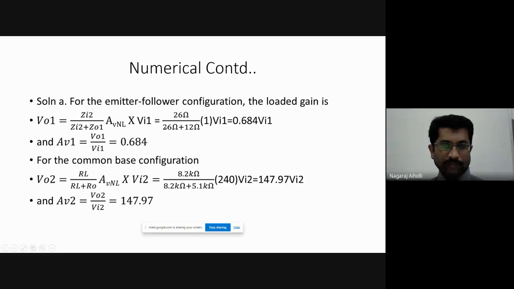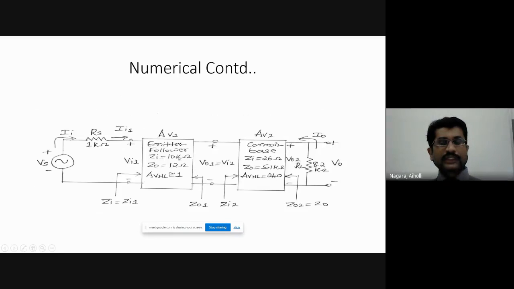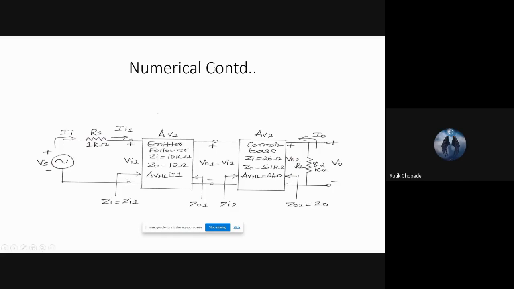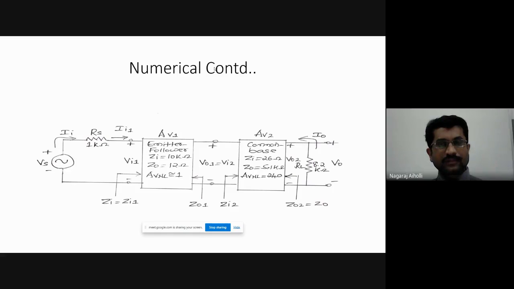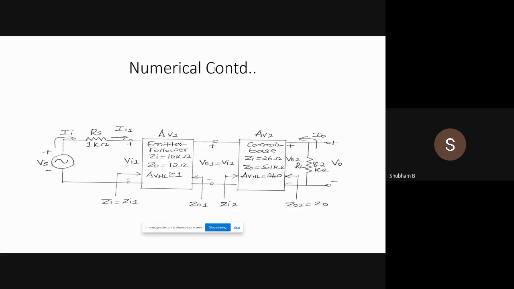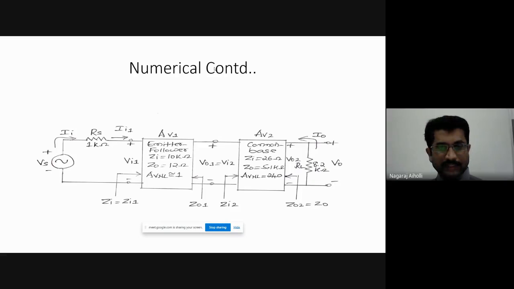Tell me how much you are getting. 26 divided by 26 plus 12. That is 26 divided by 38, how much is it? Calculate in your calculator. 26 divided by 38. Point... 0.6842.